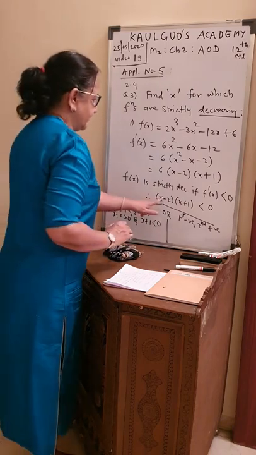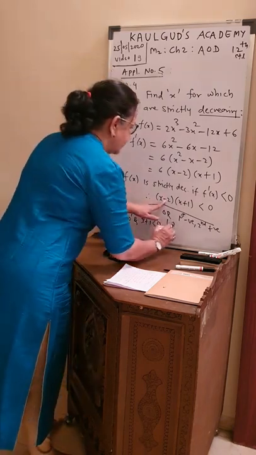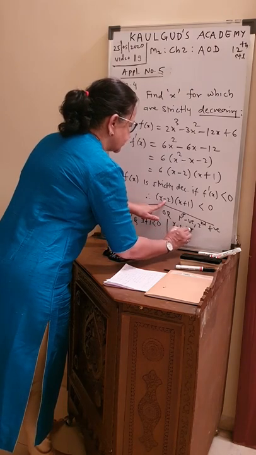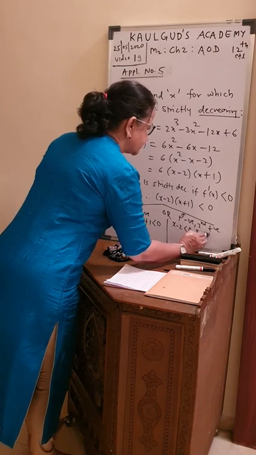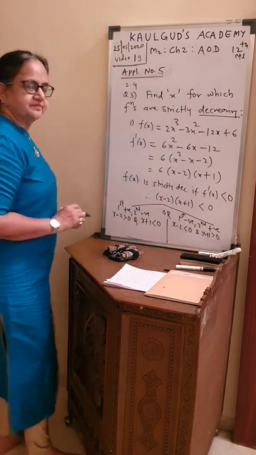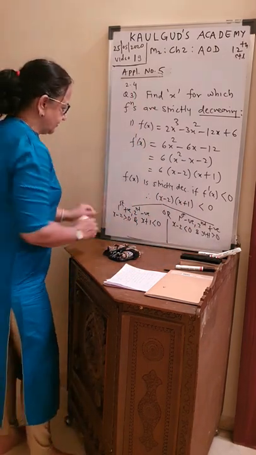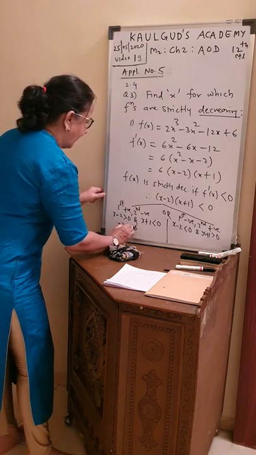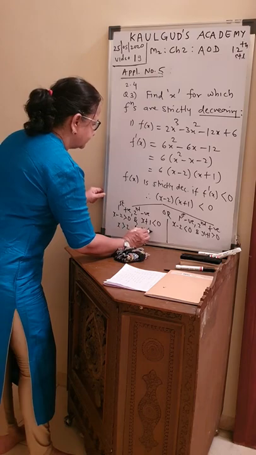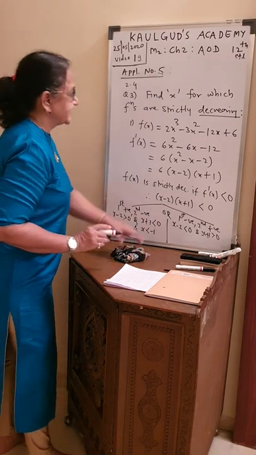Or, first should be negative. X minus 2 less than 0 and second one should be positive. X plus 1 should be positive. Now can you find x from here? In the first, 2 goes on that side. X greater than 2 and x smaller than minus 1. 1 going on that side.